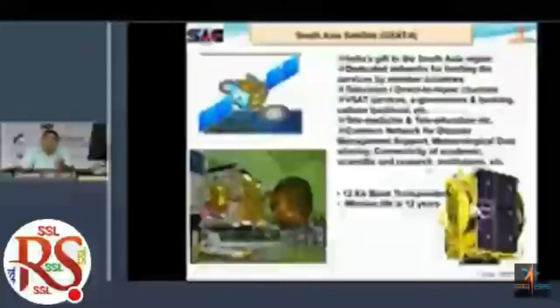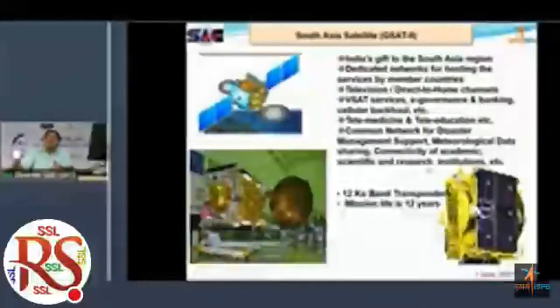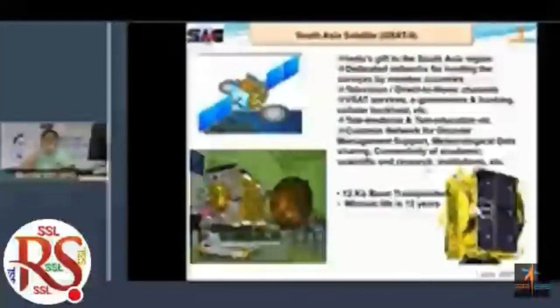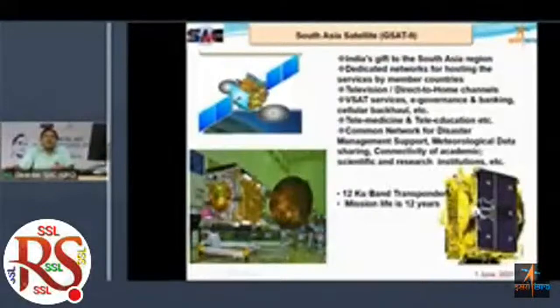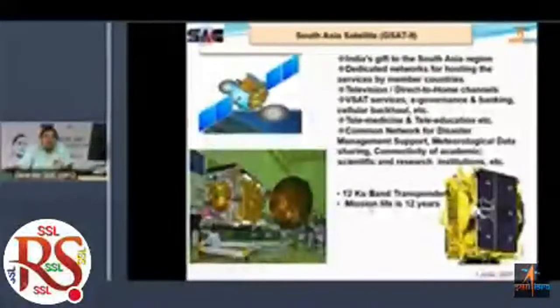This was one of the satellites which we built to support our neighboring countries also. It is called the South Asia Satellite, GSAT-9. It has been working since 2017, and it is serving all our neighboring countries.